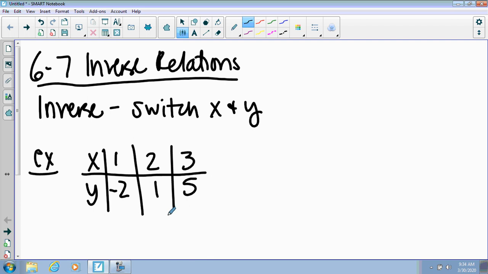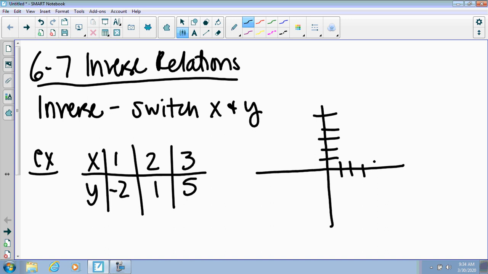So we're just going to sketch this. We'll plot these 3 points, and then we're going to plot the inverse. And we'll see what that looks like and what we can generalize based on that. So what's our biggest y value? 5. Okay. So I'm going to plot this first original one. I'm just going to use dots for it. So 1, -2, 2, 1, and then 3, 5.